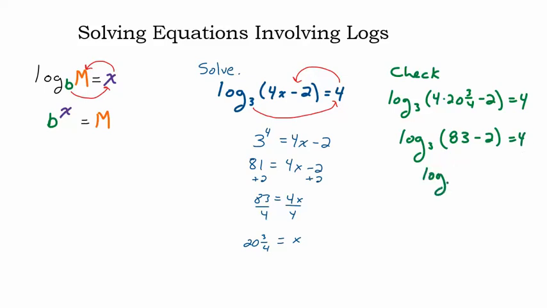Log base 3 of 81 equals 4. Is that a true statement? Well, if I change that to exponential form, we would have 3 to the 4th power equals 81, and that is a true statement. So that's true, and we have found the solution to the equation.